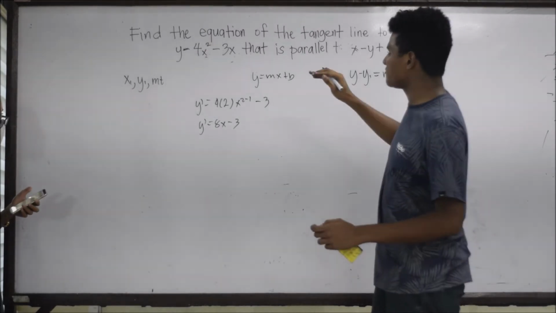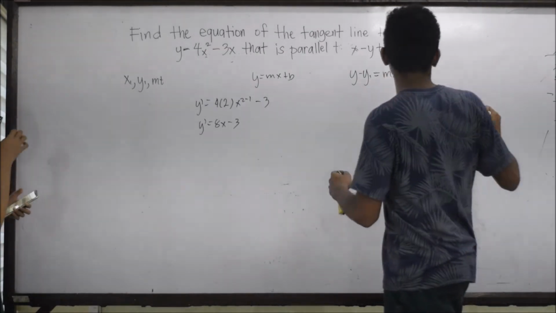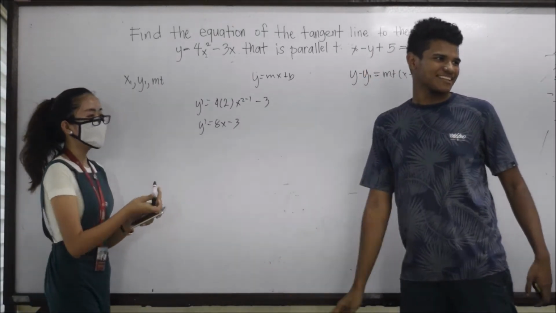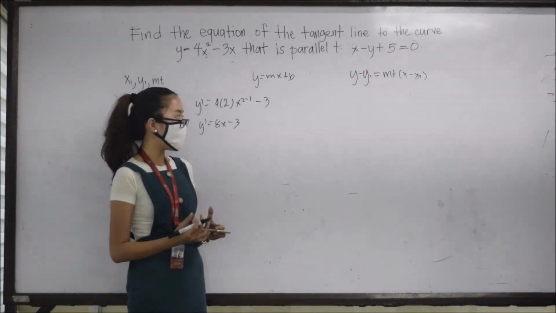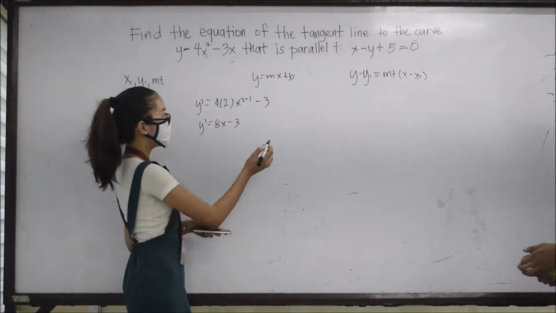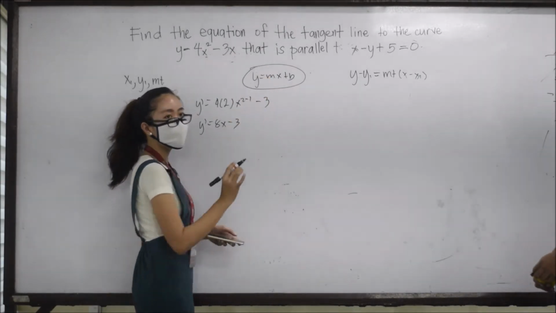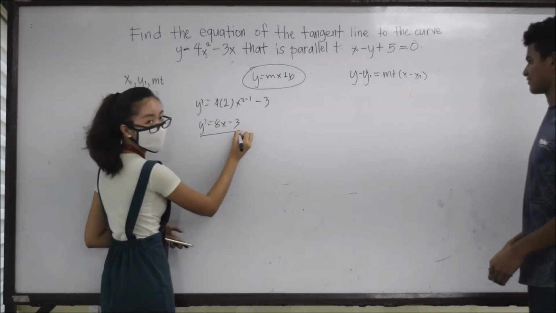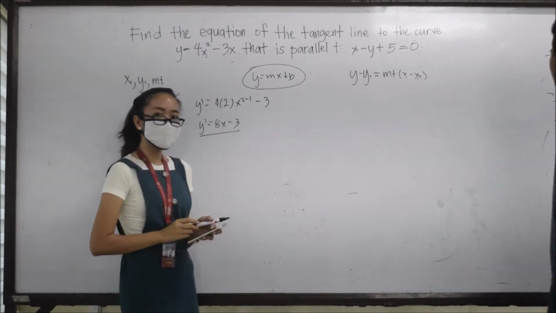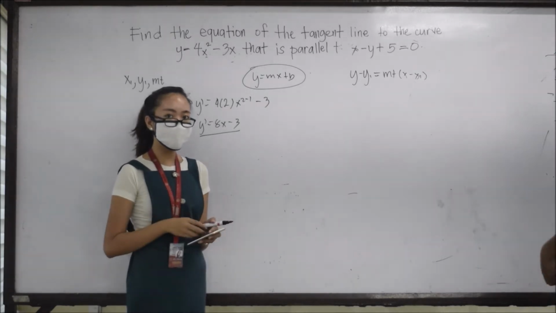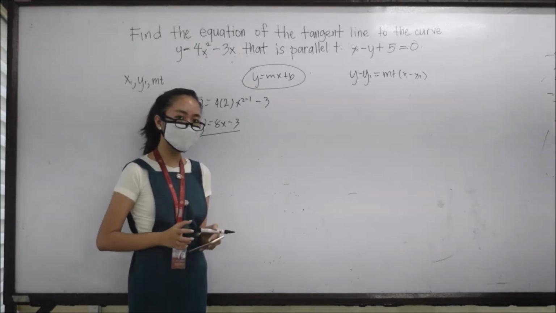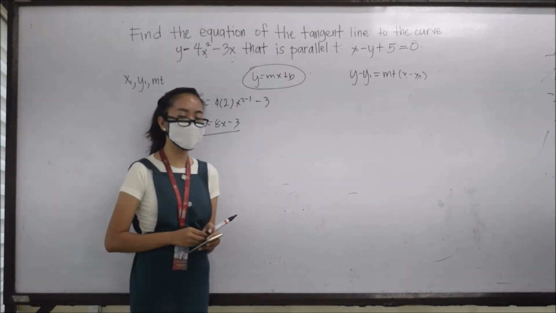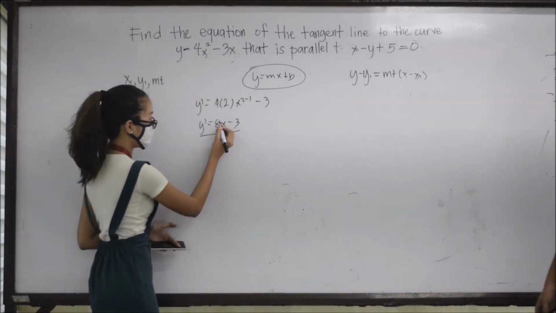So the next step would be finding its slopes. In finding its slope, Loreille will explain the equation. So when finding the slope of the curve, you must first use this formula, which is this. And to determine the slope of the tangent line of the curve, you must determine the coefficient of the variable x, which is 8.